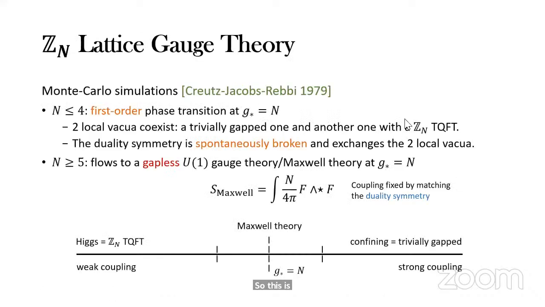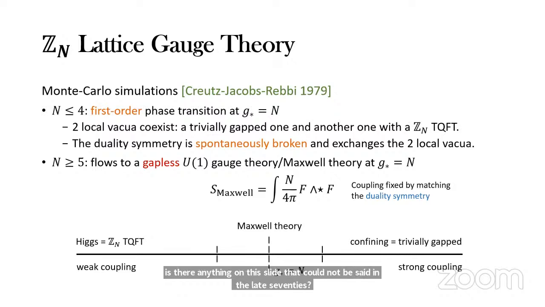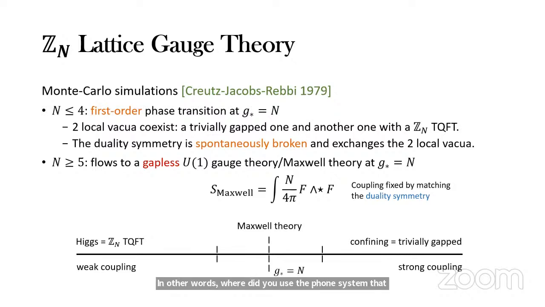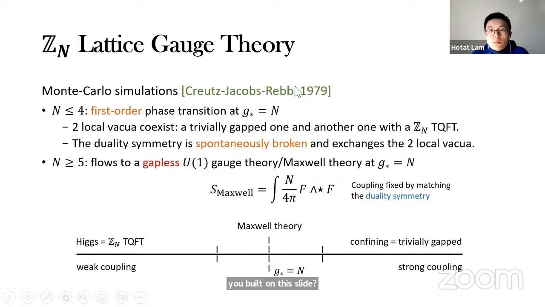Is there anything on this slide that could not be said in the late 70s? In other words, where did you use the formalism that you built on this slide? Where did I use the formalism on the slides? All these results were expected in the 80s, but what we prove is that the theory can never flow to a symmetry-preserving gapped phase. In particular, the theory cannot flow to non-trivial topological orders at this point.